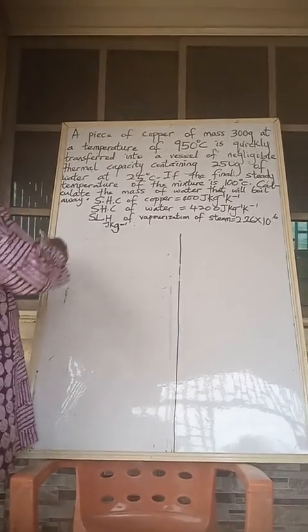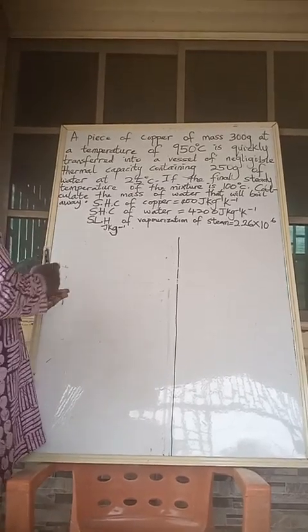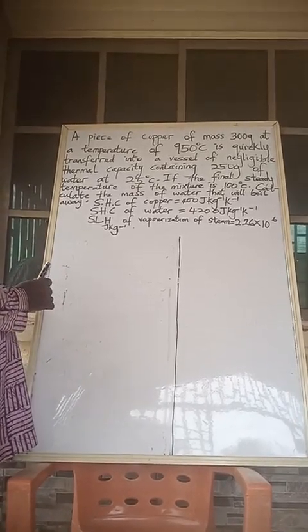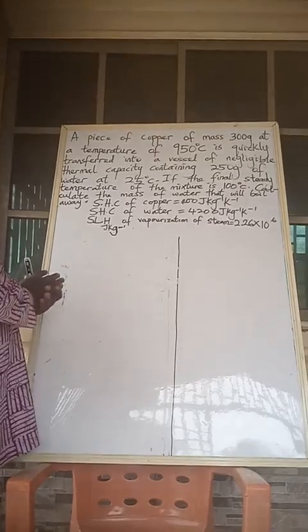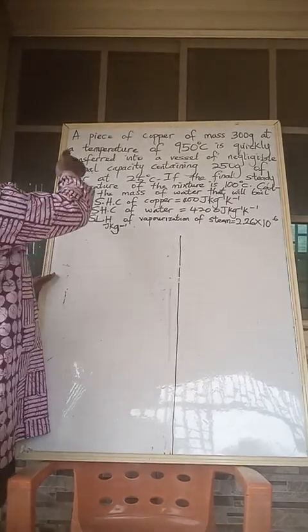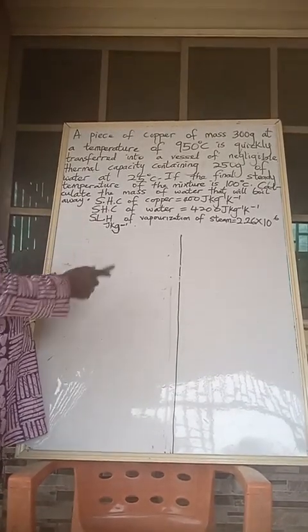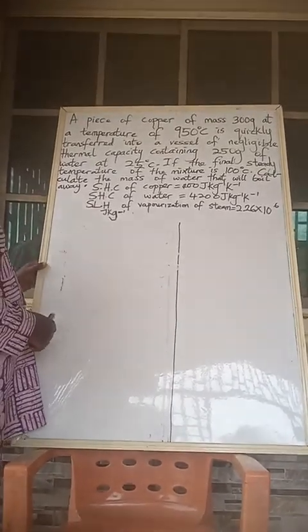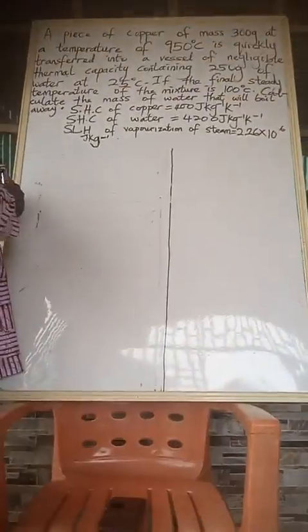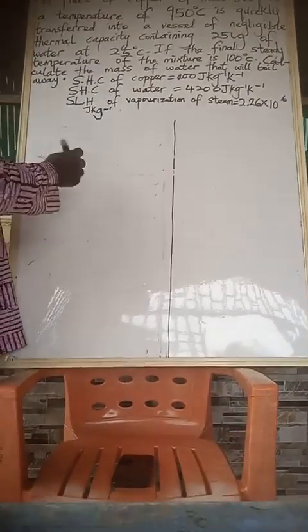According to this question, a copper ball was at a very high temperature of 950 degrees Celsius. It was transferred into a vessel that contained water. Definitely it has to lose heat. Then that vessel will gain heat, and the water inside it will also gain heat. But according to this question, we have to neglect the heat gained by that vessel. We have to ignore it. So now let's get started.